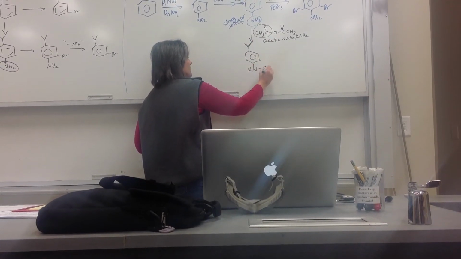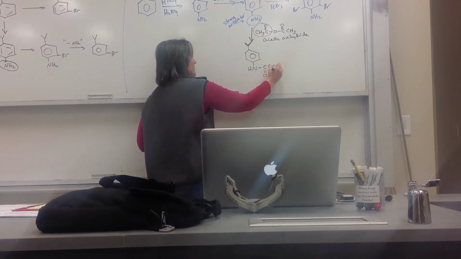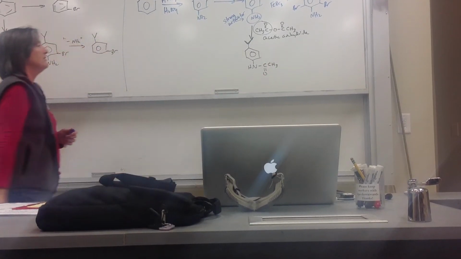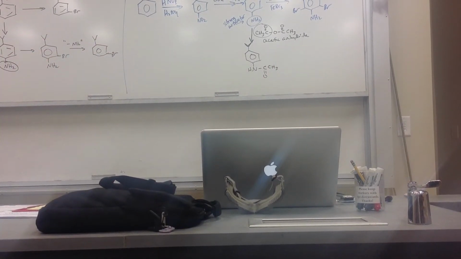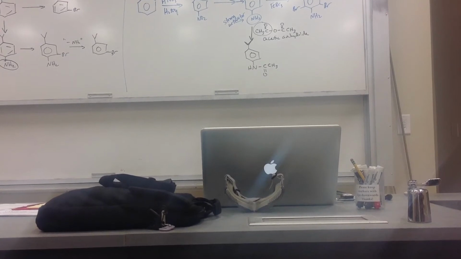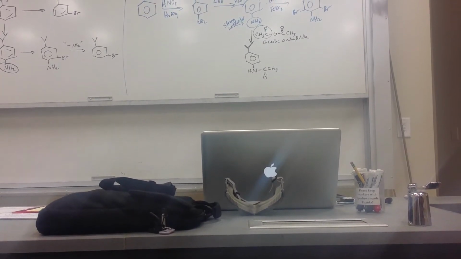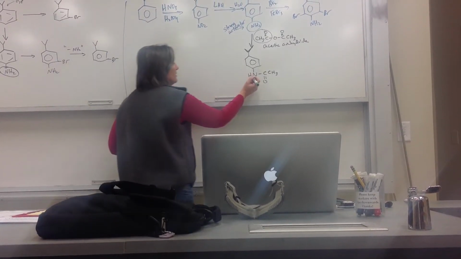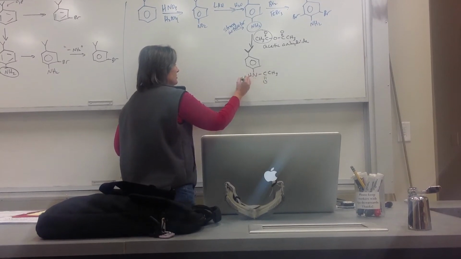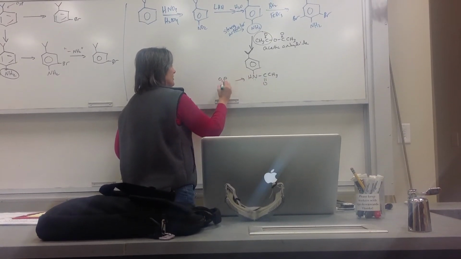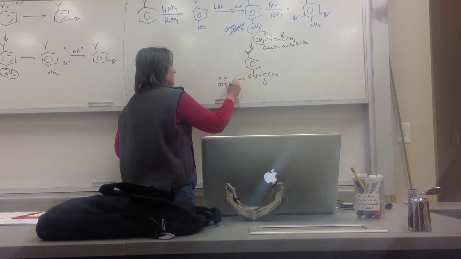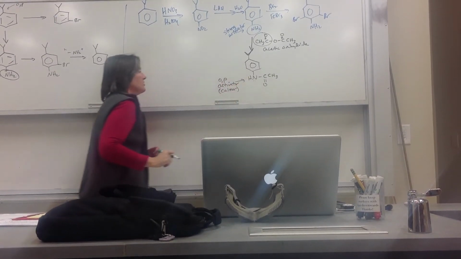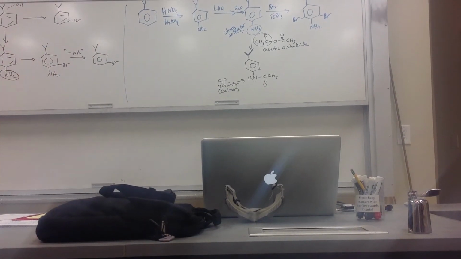We have NHCH3. So we make an amide. Now there's still a lone pair here. It still is an activator, it's still an ortho-para activator, but it is weaker. It's not strong. Why would that be?